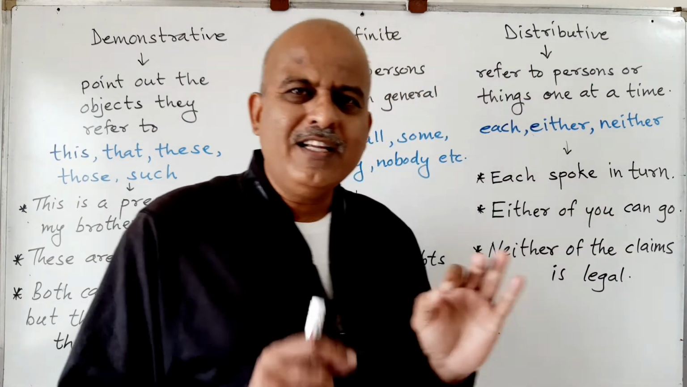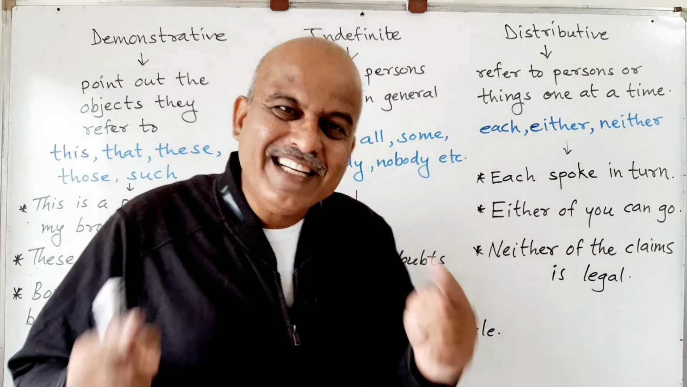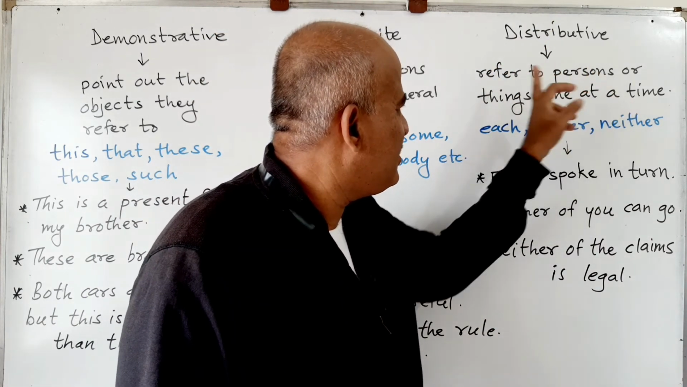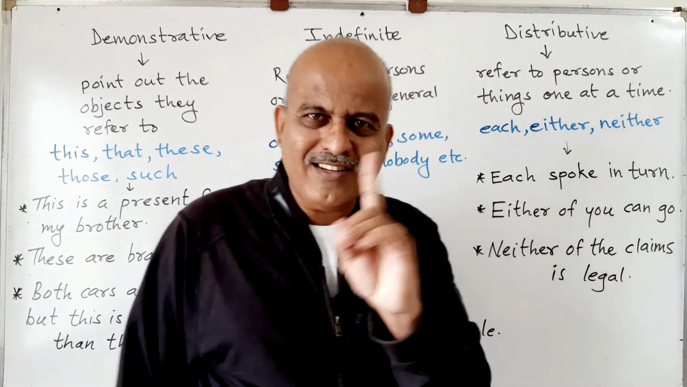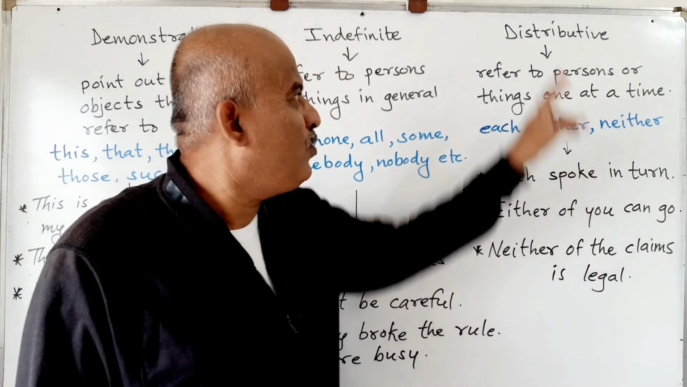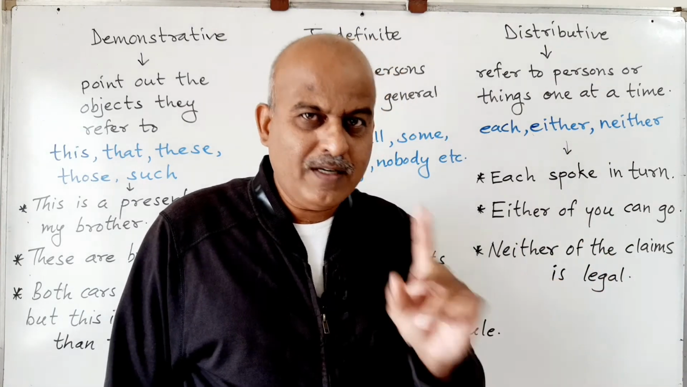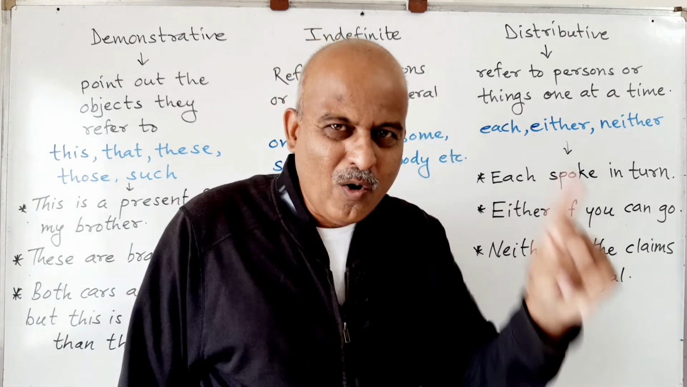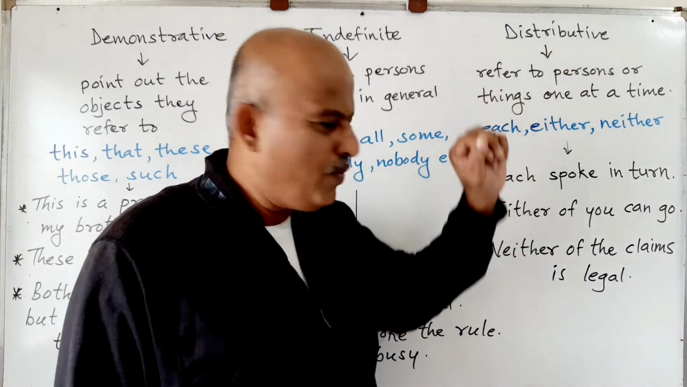Distributive. The name itself suggests it distributes. A distributive pronoun refers to persons or things one at a time. Not both, not all. Each, either and neither are the distributive pronouns. Each spoke in turn. Each spoke, but one at a time, not all at a time. So each is a distributive pronoun.